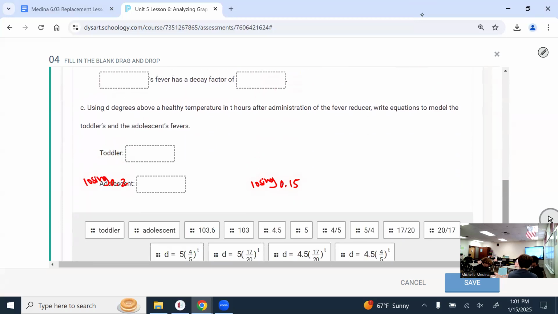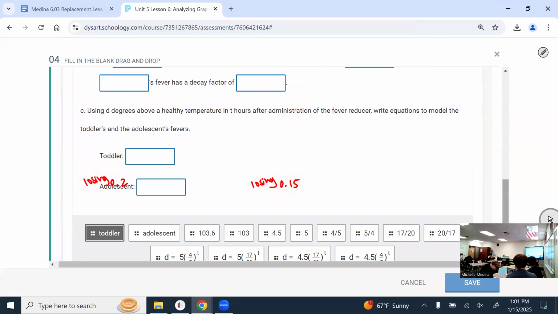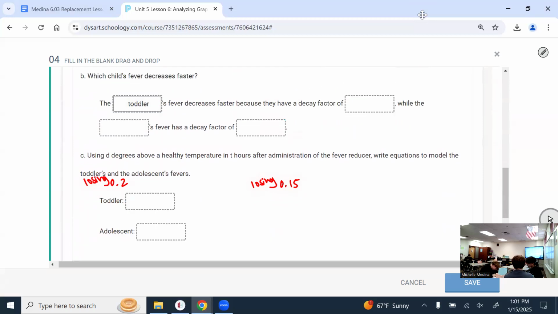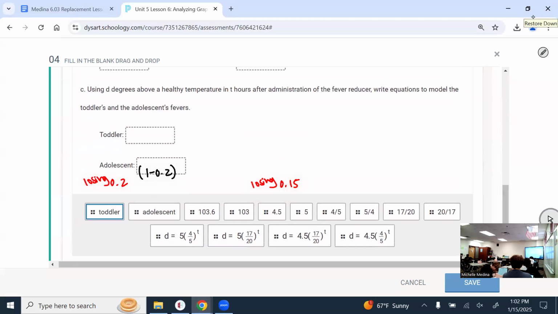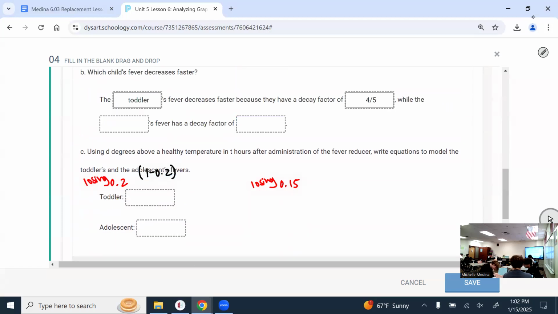So let's see. The toddler's fever decreases more because they have a decay factor. Now, factor is what we multiply. If we're losing 0.2 and I'm plugging that into my 1 plus or minus r, what's 1 minus 0.2? 0.8, which is 4/5, by the way. Because it's losing 1/5, that means it's keeping 4/5. I've multiplied by 4/5 to get the next number.